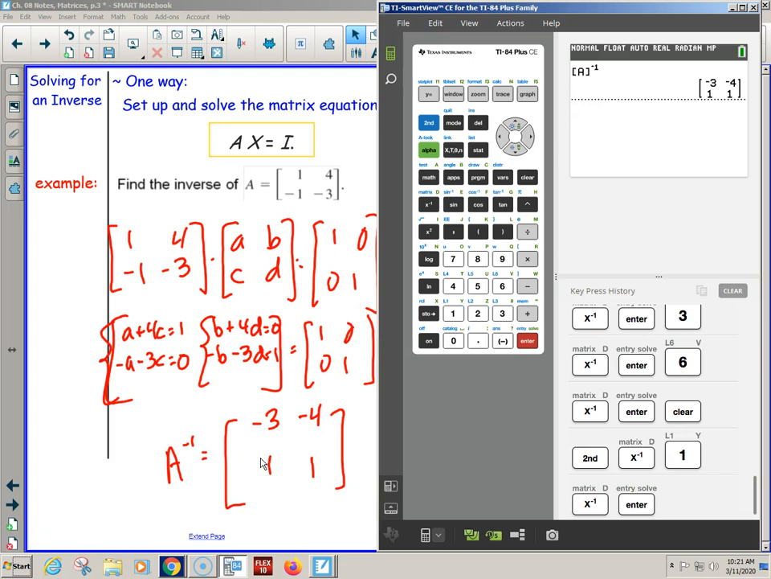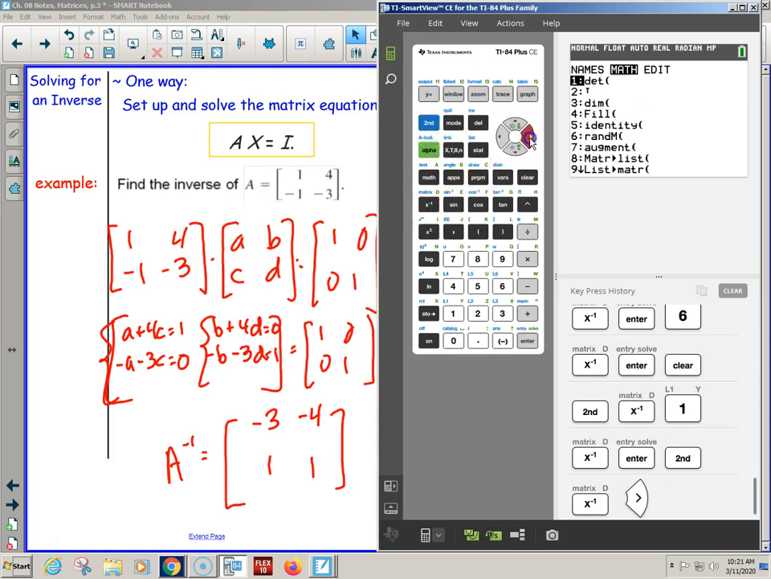did you guys get it to work? We just have to use that -1 button. It will solve for the inverse for us, of any size, 2x2, 3x3, 4x4. Did you put in your correct matrix? Go double check. 1, 4, negative 1, negative 3. If you put a negative in the wrong spot, or if you don't put a negative in the right spot, one little change can mess everything up. Make sure you have the right name.